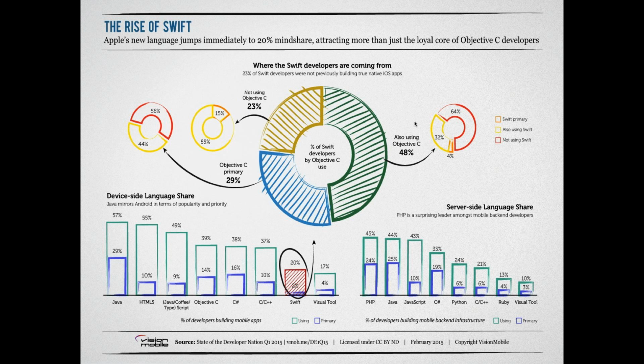Now look at that maybe sand-colored top left segment of the circle, which is that 23%, and these are developers who were not previously using Objective-C but now are using Swift. And this basically says that Swift is opening up Apple's app development to a whole new breed of developers. And those are also using Swift.